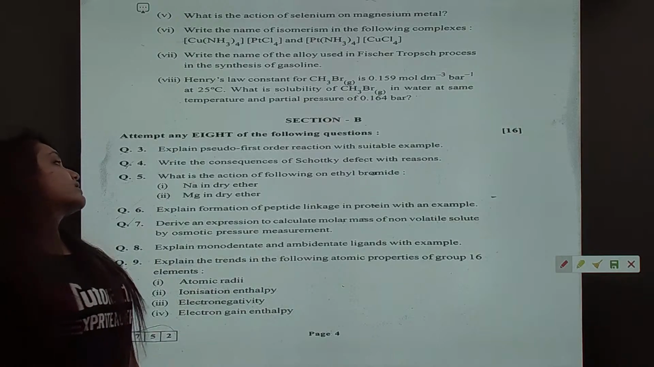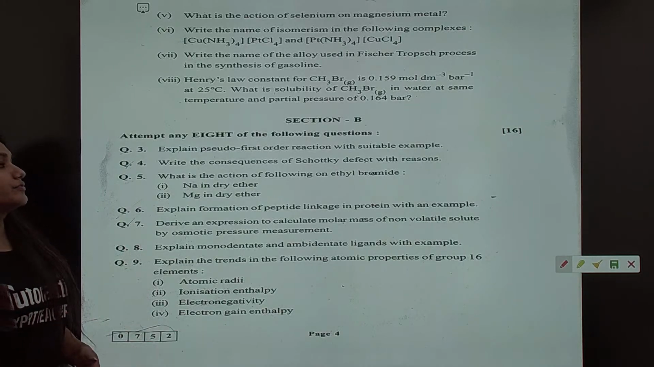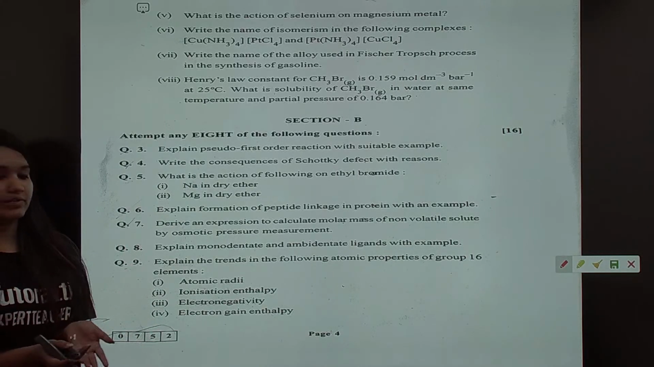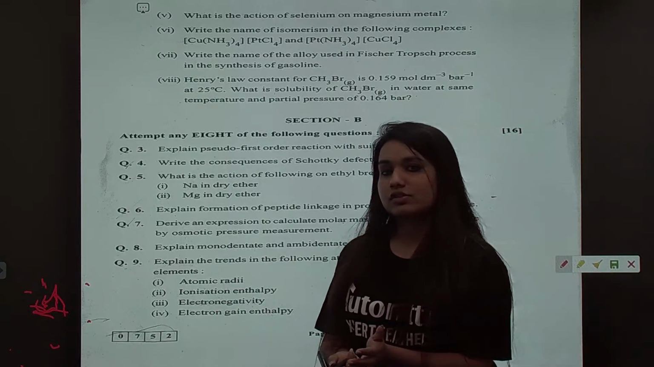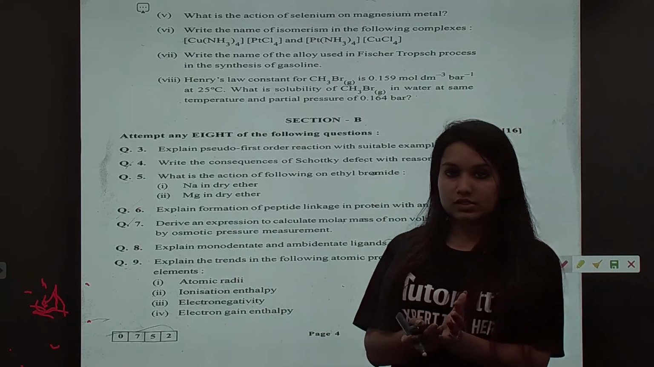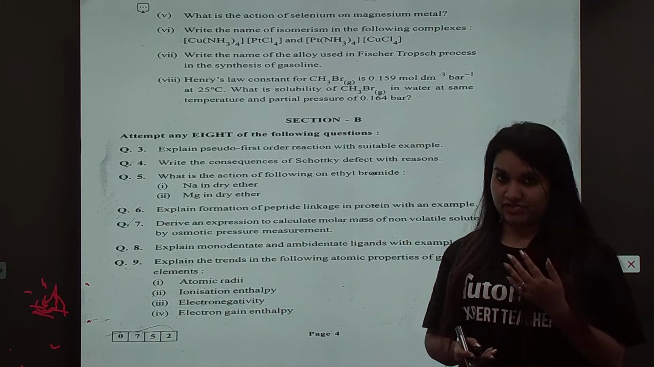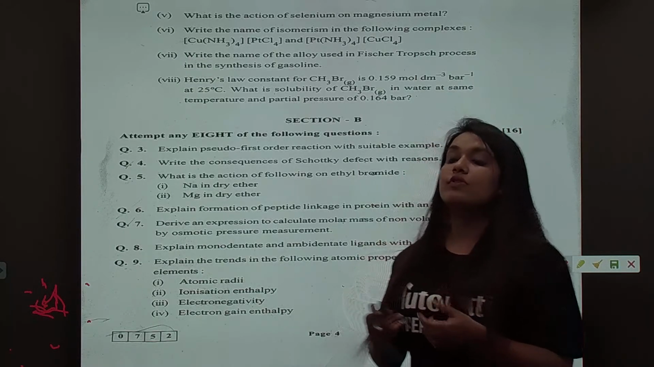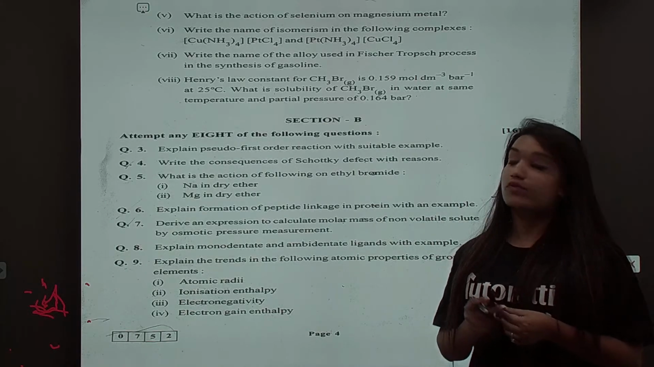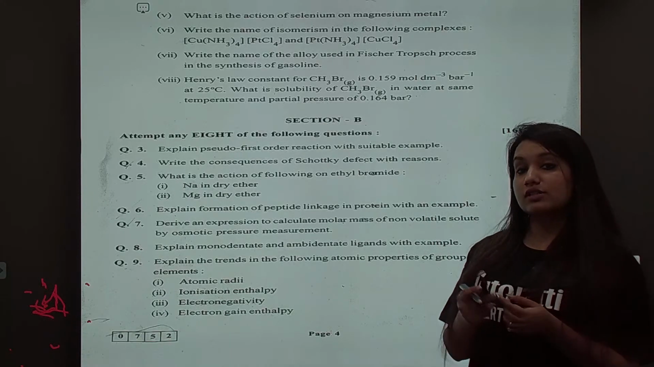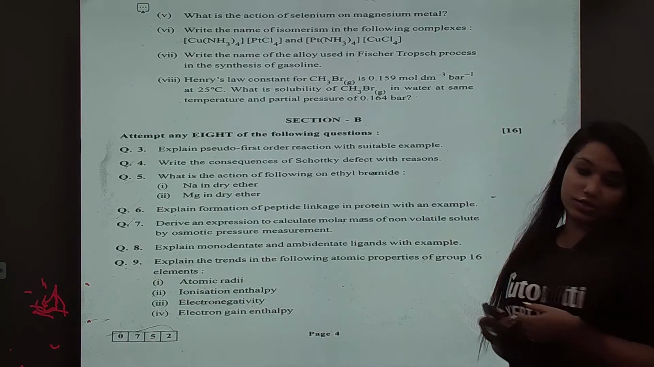Let's start with section B, students, starting with the first question. Simple, isn't it? Explain pseudo first order reaction with a suitable example. Very, very simple, I guess. When I say pseudo first order reaction, what are those reactions? These reactions are those which are looking like a first order reaction but are actually second order reaction, right? So such reactions are called pseudo first order reaction. I hope you must have written the right definition as well. So what is pseudo first order reaction? The reactions which look like first order but they are actually second order reaction. They are called pseudo first order reaction.